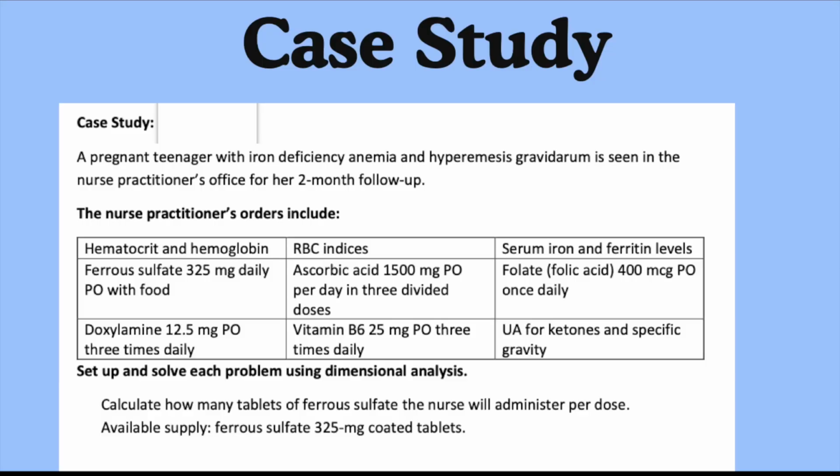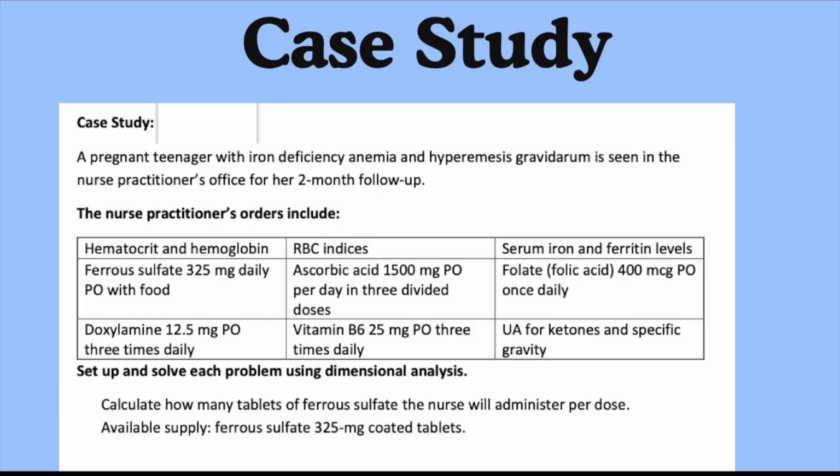All right, next we have a case study. I'll put the case study up, but there's an order for 325 milligrams daily orally with food, and the available supply is 325 milligrams. So they ordered 325, what's available is 325. That's easy. You just give one tab, but I'll work it out in dimensional analysis.